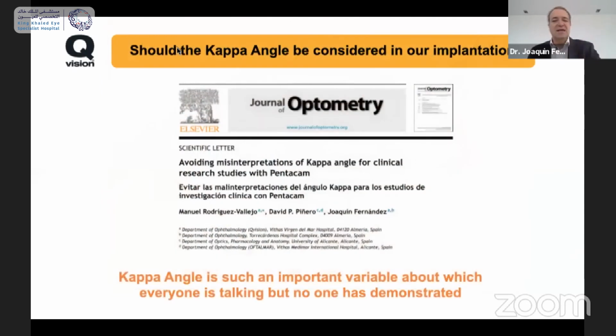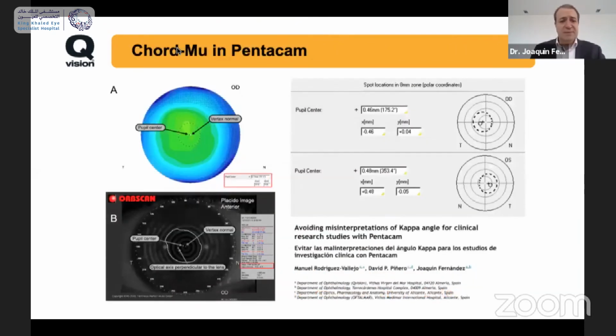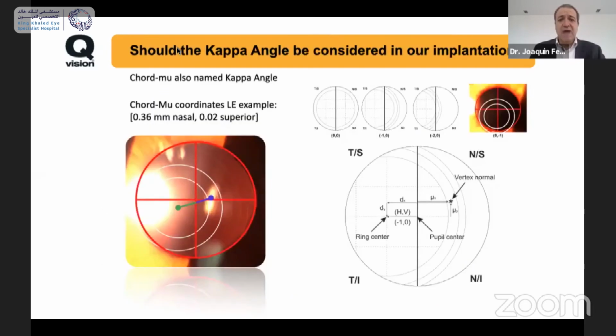You can see in this paper that we published all that you need to know about the kappa angle. It's published in this paper. It's very easy to understand. And we measure exactly what happened in our patient with the kappa angle. Well, in fact, with the core mu.